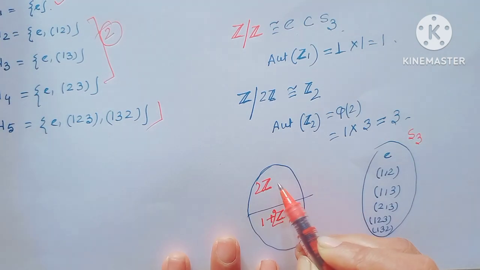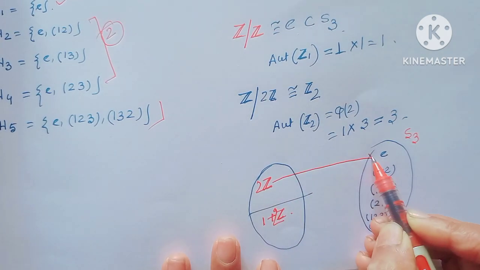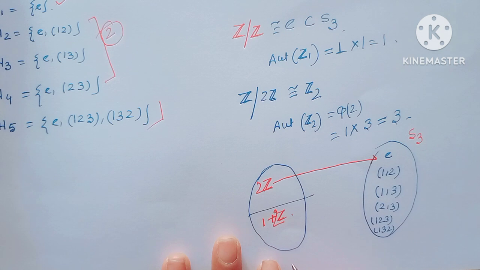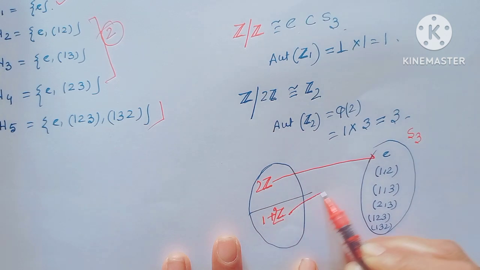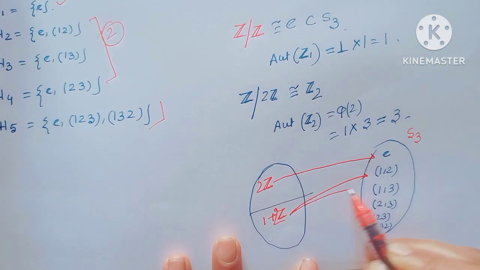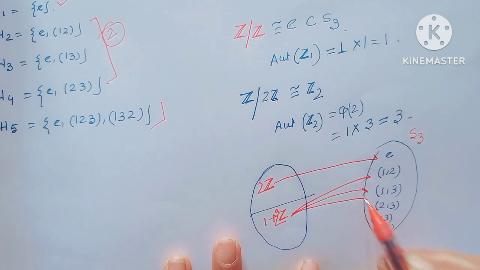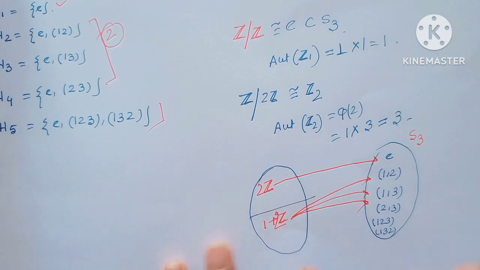The mapping would be of this type: 2Z maps to identity, and 1 plus 2Z maps to either (1 2), (1 3) or (2 3). There are 3 choices. This is the picture of the image for this homomorphism.